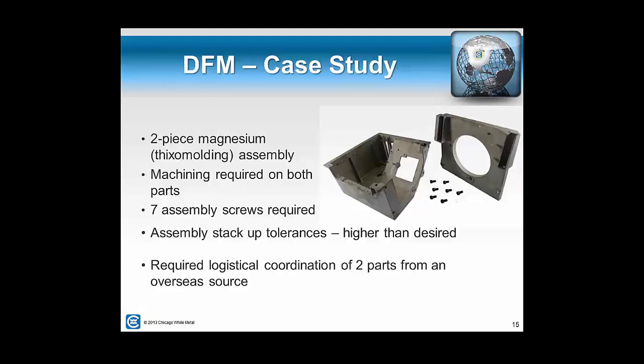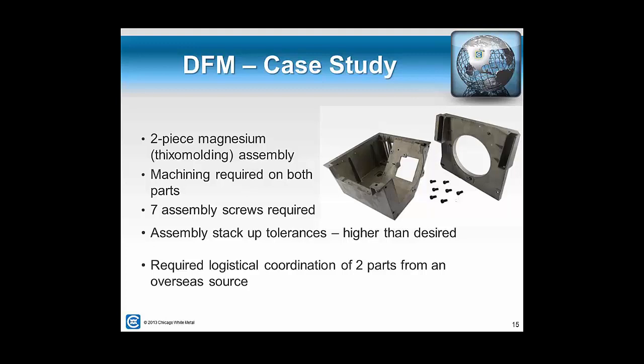So here we'll talk about our case study for today. This project was for a very high-end video projection system, and you can see the parts on the right here. This is what the starting point was. It was a two-piece magnesium assembly. These parts were actually Thixel molded instead of high-pressure die-cast. Originally, that's how they came to us.